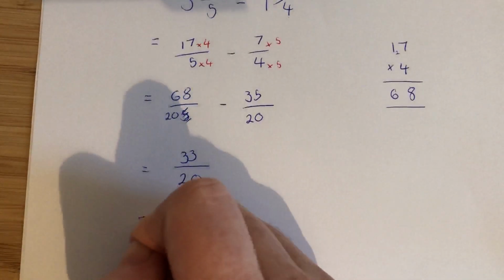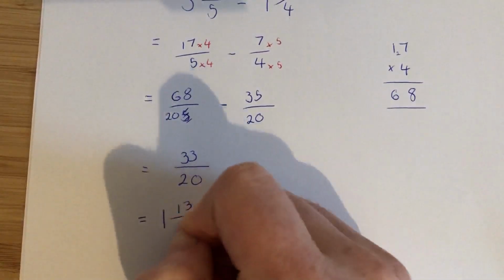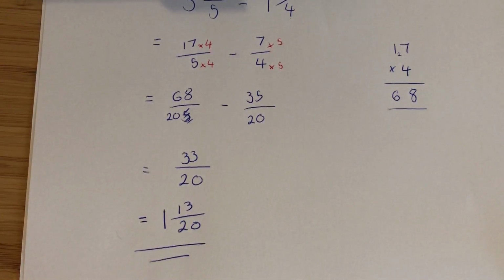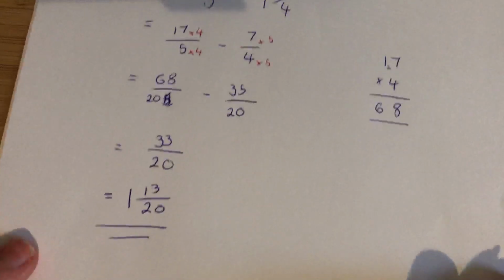And final step, changing it back into that mixed number. 20 goes into 33 one time, remainder 13, so your 13 stays in the fraction. So you've got 1 13/20. So that's adding and subtracting. If you want to practice them, I would go into the practice questions now.